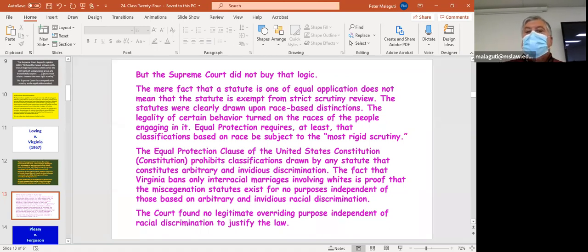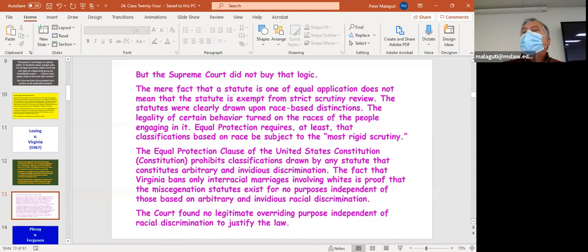Here, the Equal Protection Clause prohibits classifications drawn on any statute that constitutes arbitrary or invidious discrimination. The fact that Virginia bans only interracial marriages involving whites is proof that miscegenation exists for no purpose independent of those based on arbitrary and invidious racial discrimination.